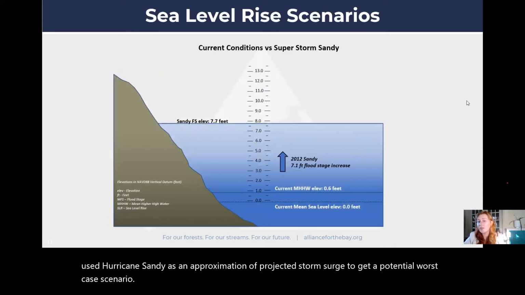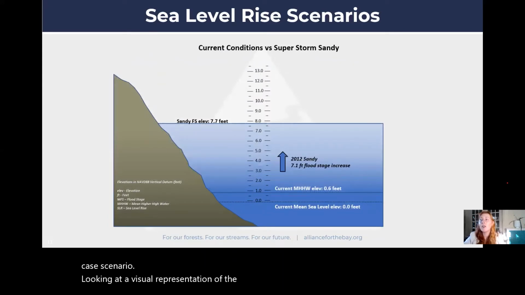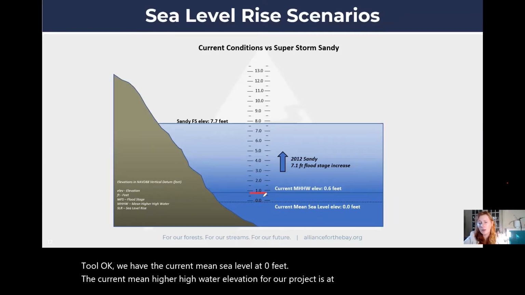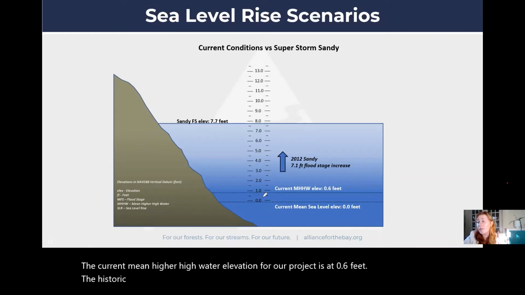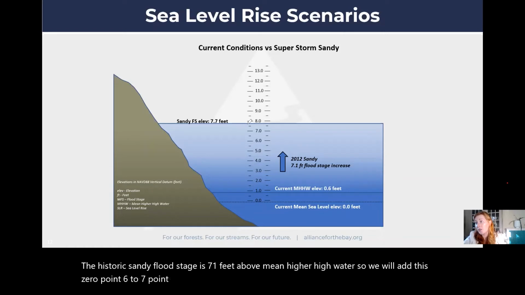Looking at a visual representation of the current conditions at the site, let me get a tool. Okay. We have the current mean sea level at 0 feet. The current mean higher high water elevation for our project is at 0.6 feet. The historic Sandy flood stage is 7.1 feet above mean higher high water. So we will add the 0.6 to 7.1 to get a final stage of 7.7.